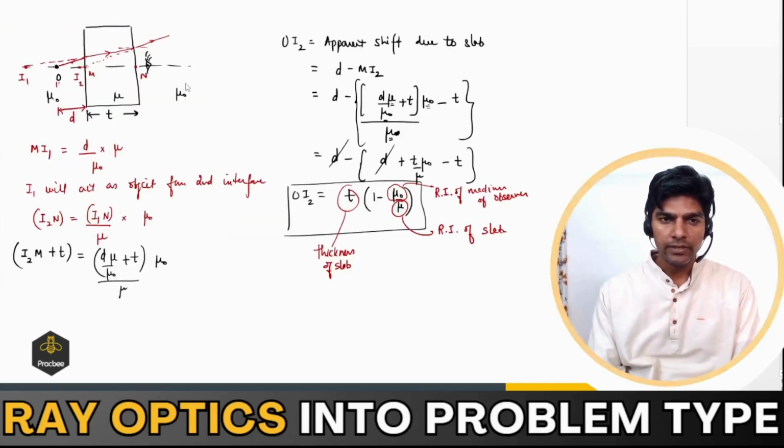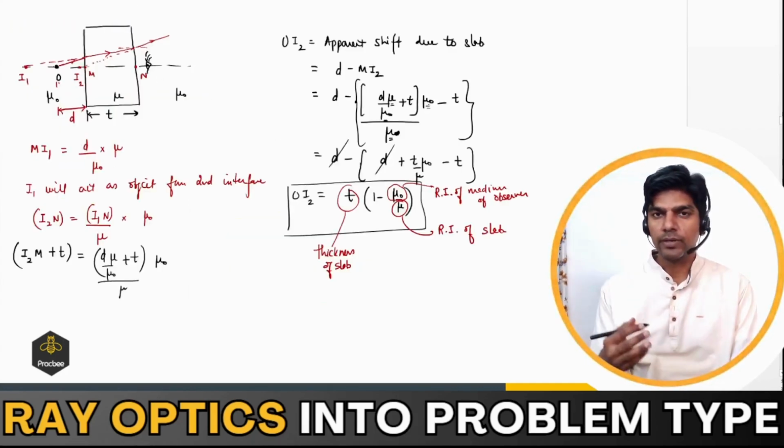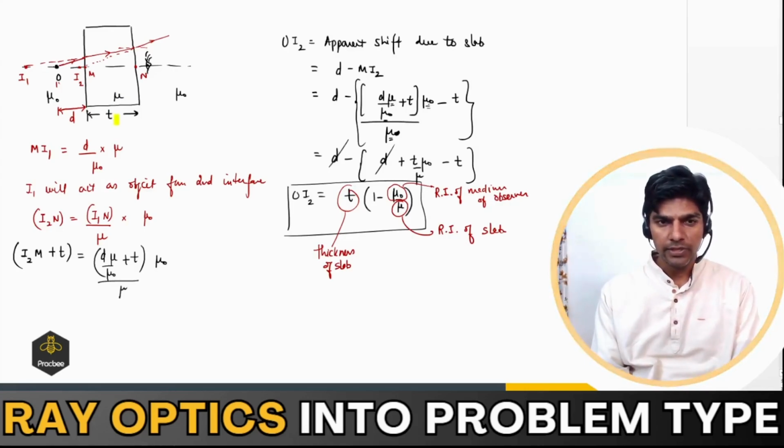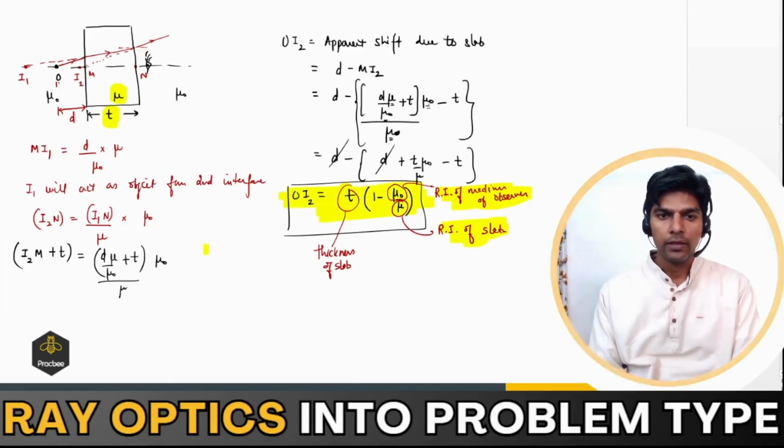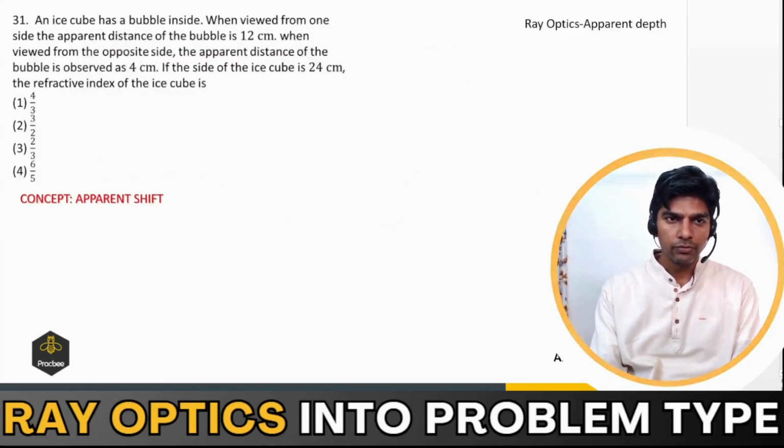Okay, so let us see the apparent shift produced by a thin slab. Suppose there is a slab of thickness t and refractive index mu. In this case, the apparent shift will be given as t times (1 minus mu naught by mu), where mu naught is the refractive index of the observer, mu is the refractive index of the slab, and t is the thickness. So just remember this relation, right? Okay, now let us see a question.